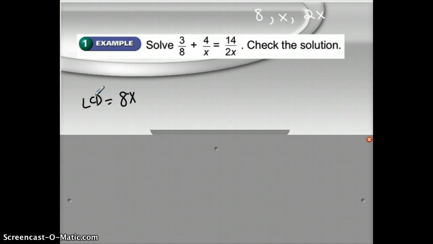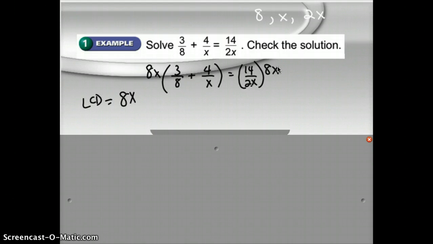Unless you actually want to work with fractions, in which case you could transform all of those into fractions with common denominators of 8x, I'm going to show you the technique that's usually faster for people, which is multiplying it out. You're going to multiply 8x by both sides. So 3/8 plus 4 over x equals 14 over 2x. We're going to multiply that by 8x as well.